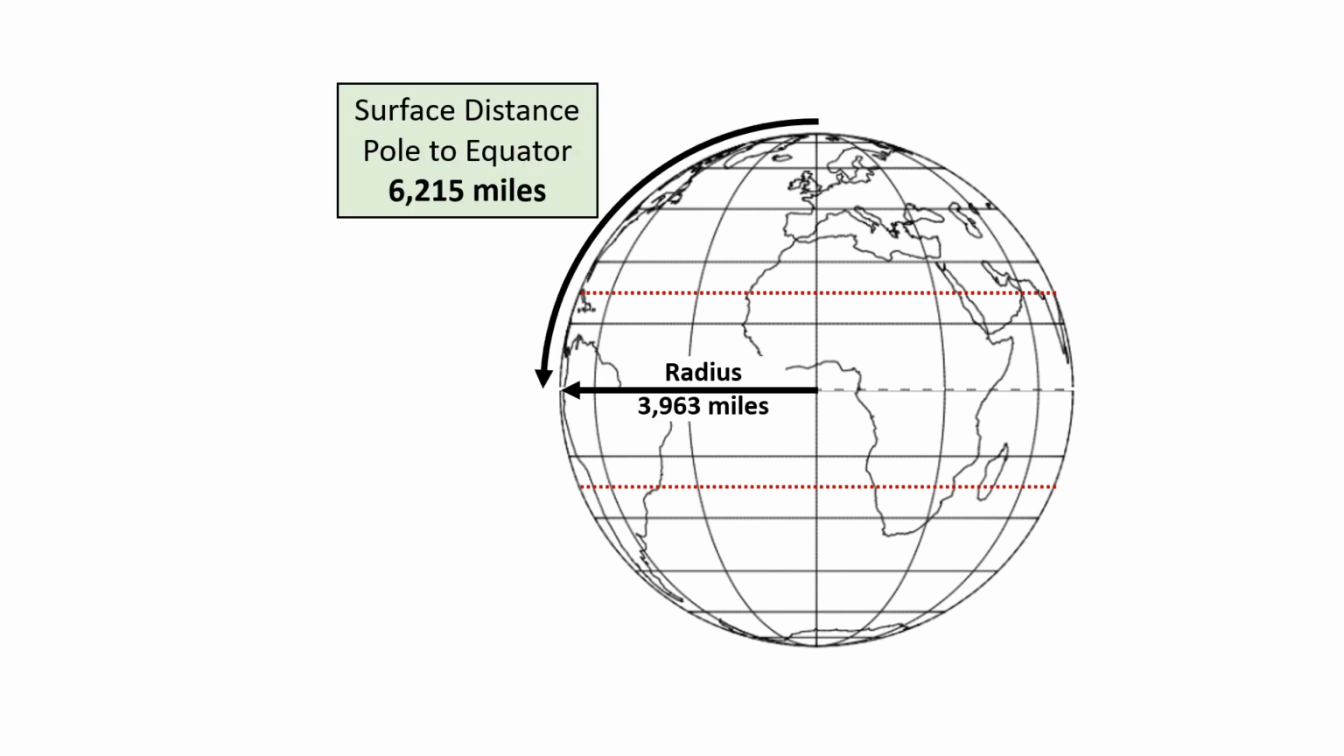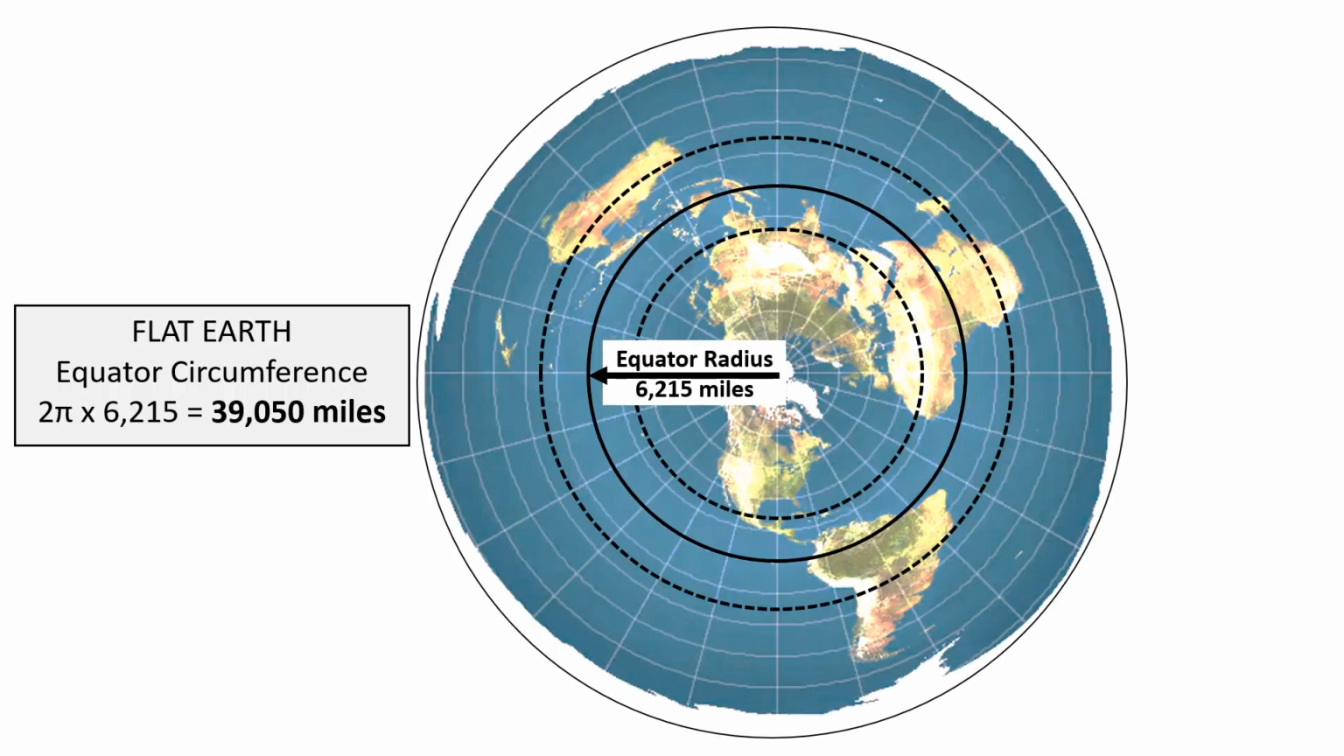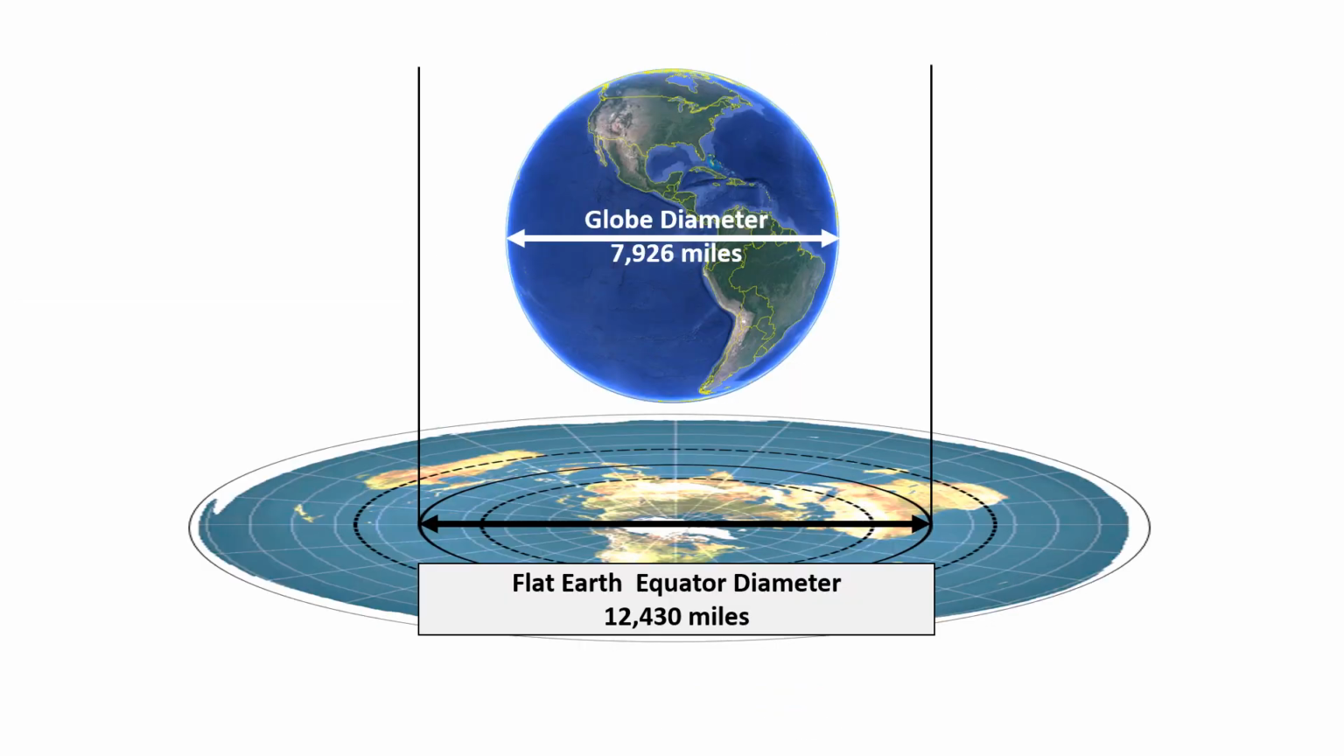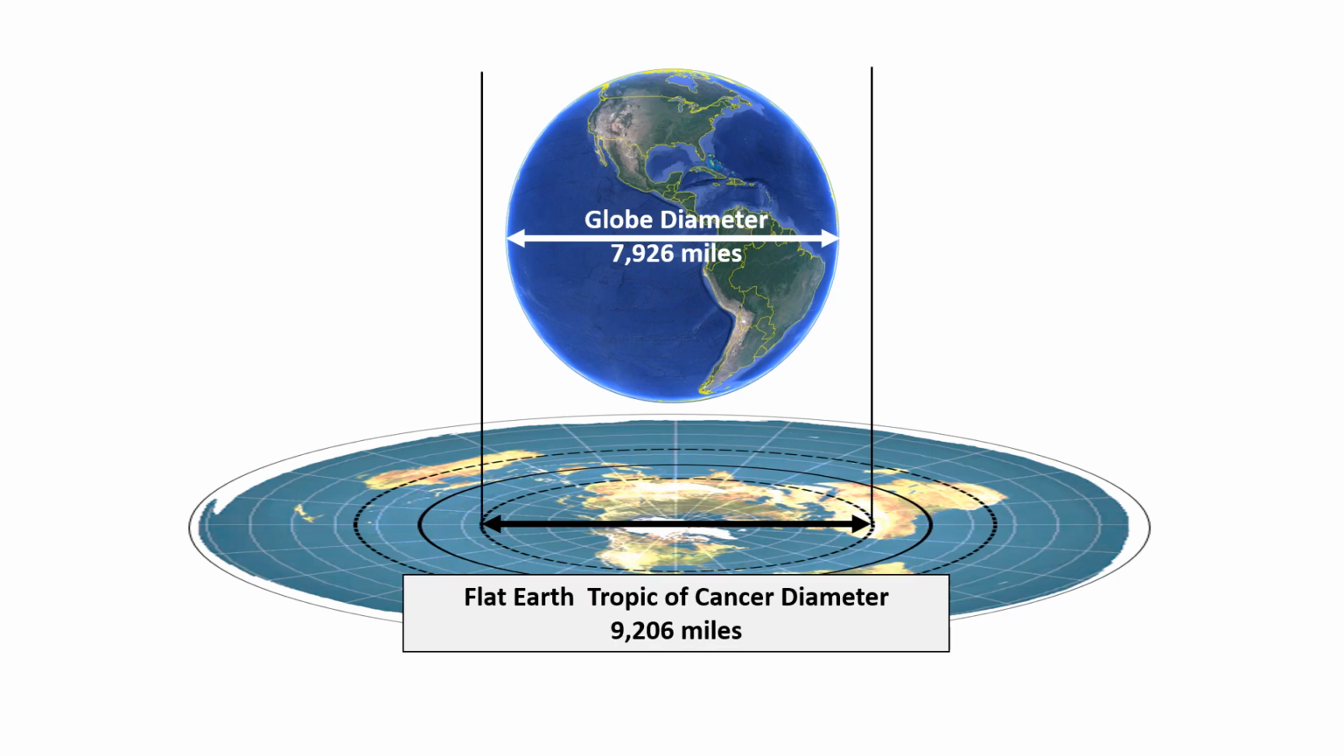Now, the distance on the surface from the North Pole to the equator is 6,215 miles. So on a flat Earth, the radius of the equator would be 6,215 miles, and when we plug that into the formula, we get a circumference of 39,050 miles. So if we compare the diameter of the equator on both the globe and the flat Earth, we can see that the flat Earth is quite a bit bigger. In fact, the flat Earth Tropic of Cancer diameter is even larger than the globe diameter at the equator.